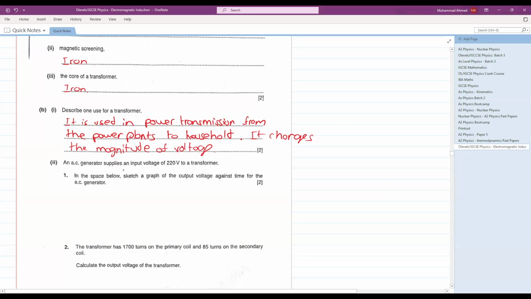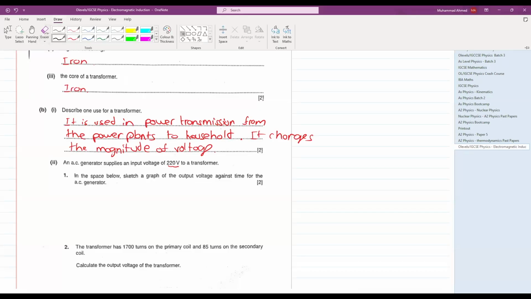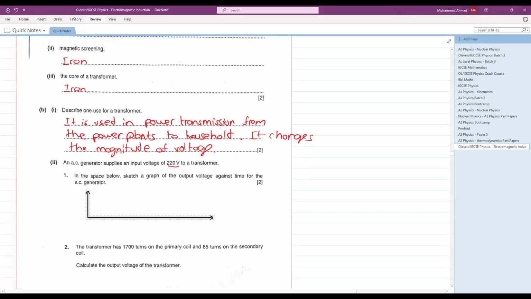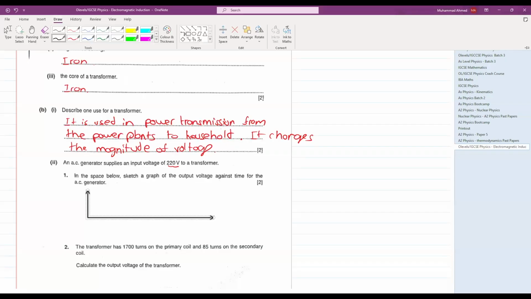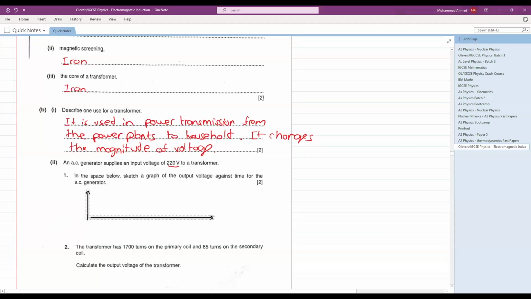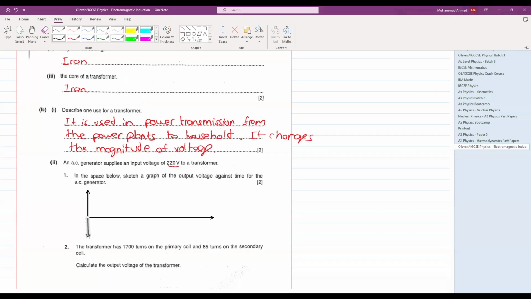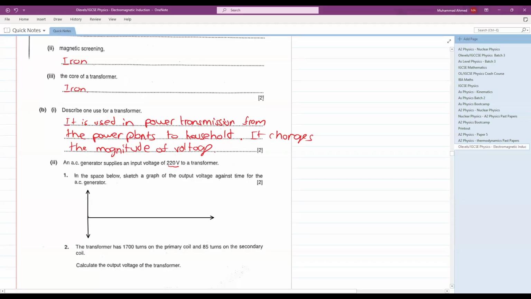An AC generator supplies an input voltage of 220 volts to a transformer. In the space below, sketch a graph for the output voltage against time for an AC generator. I guess we have done this, but I think we did this in the current electricity thing. So yeah, let's draw your voltage versus time graph. It will look something like this. Somewhat like this. Also make sure to label the axis.